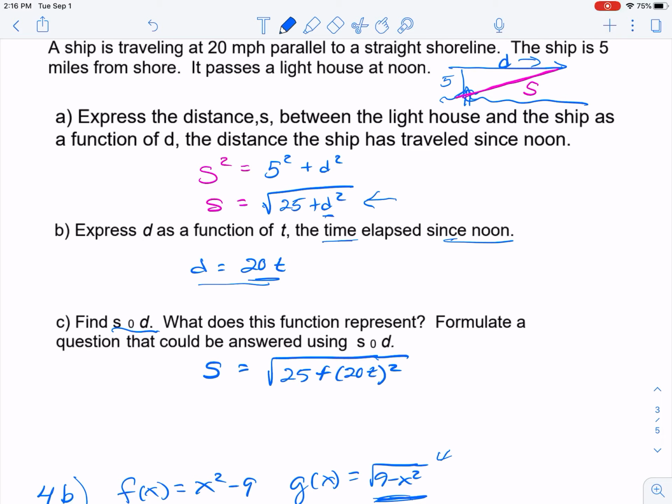What would the question be? After 2 hours, how far is the ship from the lighthouse?